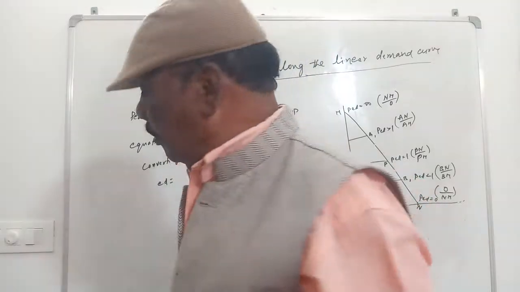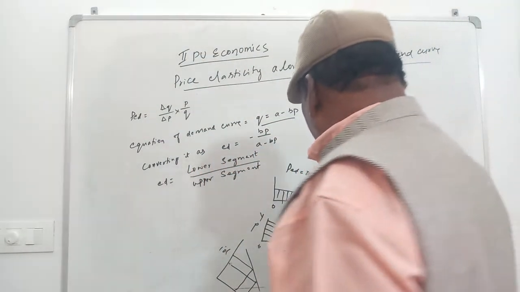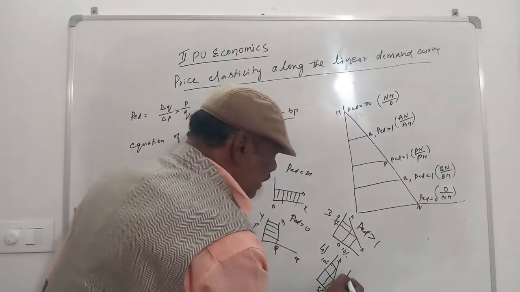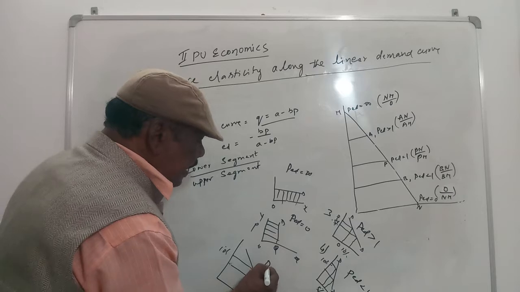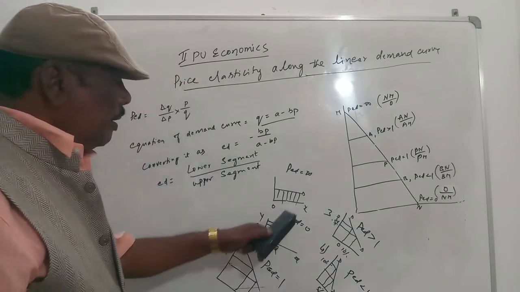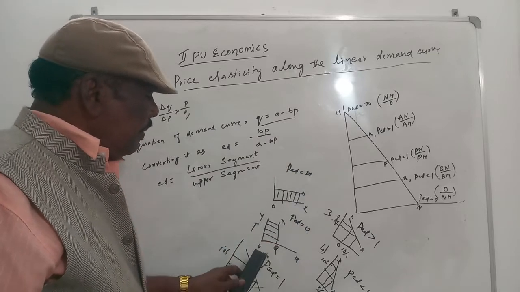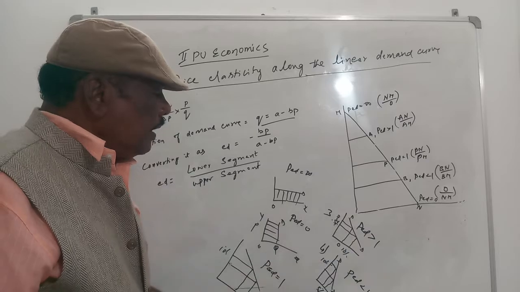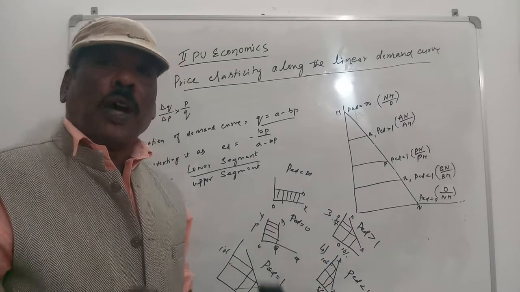Please see, please understand these 5 diagrams. Here this is PED, PED is lesser than 1. Here PED is equal to 1. Please understand, PED is infinite, PED is 0, and then PED is greater than 1, PED is lesser than 1, PED is equal to 1.